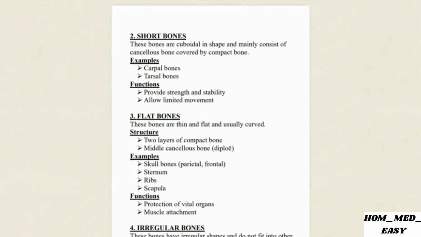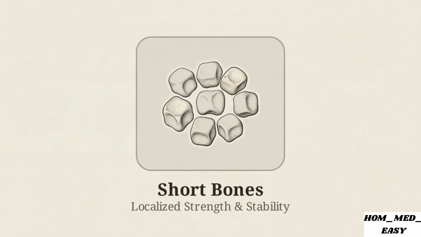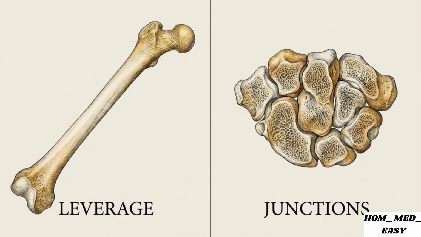Short bones follow a different macroscopic geometry. As the definition notes, they are strictly cuboidal in shape. Internally, they feature a shock-absorbing core of cancellous bone, tightly wrapped in an outer layer of dense compact bone. Found in the carpal and tarsal bones of the wrist and ankle, they provide localized strength and stability for areas requiring highly limited movement. Long bones sacrifice localized stability for dynamic leverage. Short bones do the inverse, sacrificing leverage to serve as high-strength junctions.